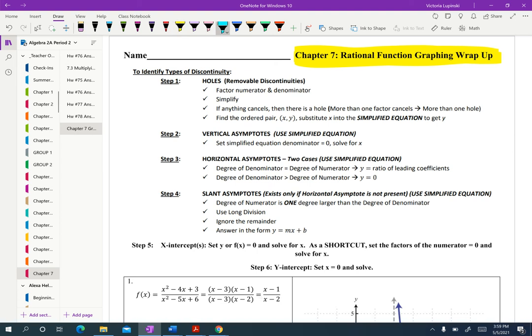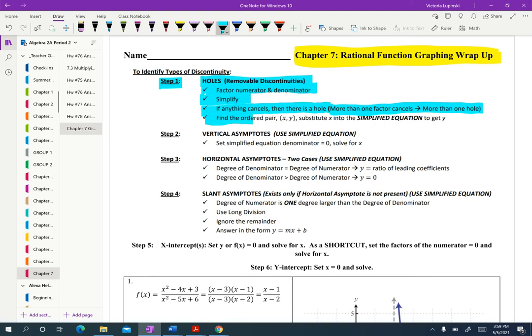So here in step 1, we are going to find what is called a hole for short, and the fancy way of saying it is a removable discontinuity. In order to find any holes, you're going to first factor the numerator and denominator. That's what we've been doing for the last several lessons. You're going to simplify if possible, which means cancel out any common factors. If anything cancels, then there is a hole there. And please note that if you have more than one canceled factor, you are allowed to have more than one hole. Although, again, for now, we're just going to stick to one at a time.